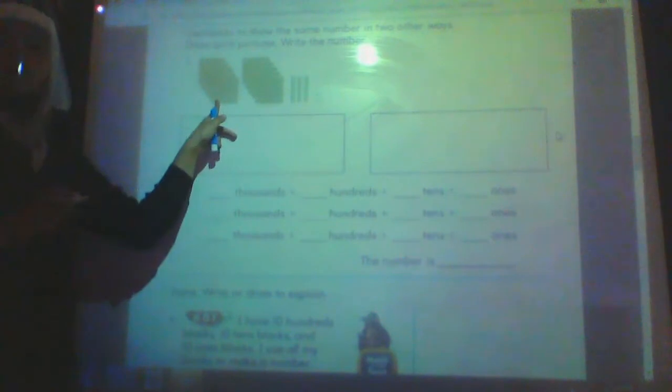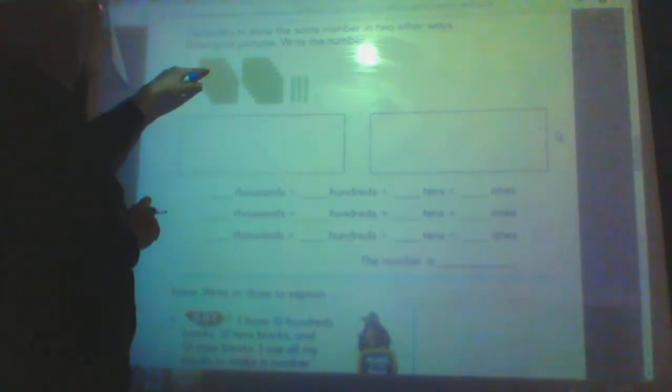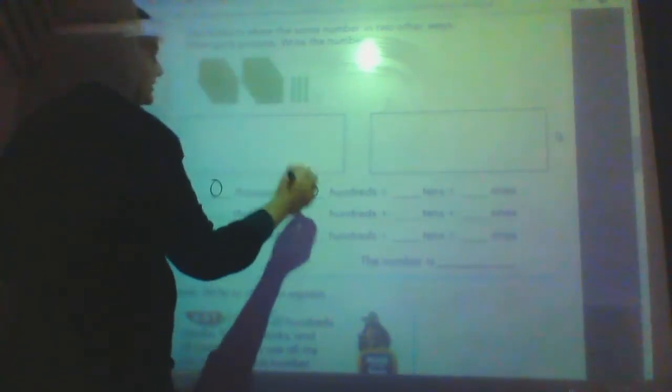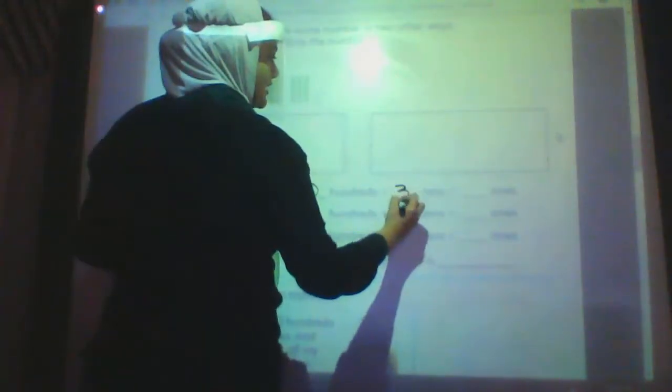I know I didn't give you enough time to do it, but let's go ahead and read it together. It says, use blocks to show the same number in 2 other ways. Draw quick pictures. Okay, so here we have how many hundreds? We have 1, 2, 3, 4, 5, 6, 7, 8, 9, 10 hundreds, 3 tens and 2 ones. So on the first line we are going to write what we see here. So we said we have 0 thousands in this picture. We have 10 hundreds. We have 3 tens. And we have 2 ones. Is that right? Yes. Okay, so far so good.